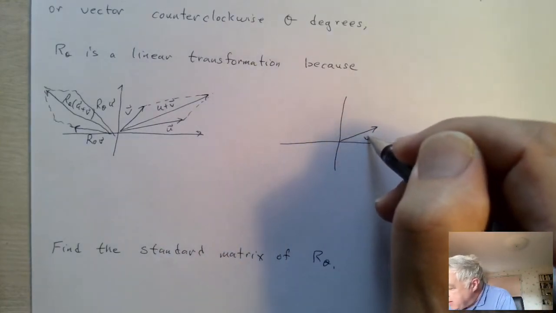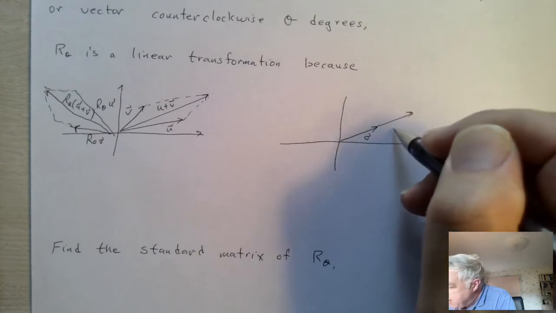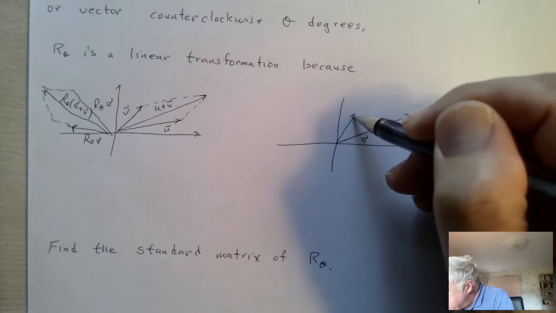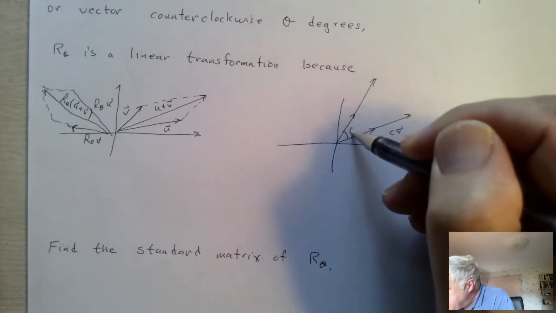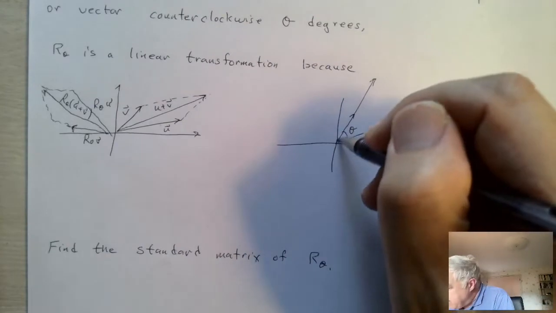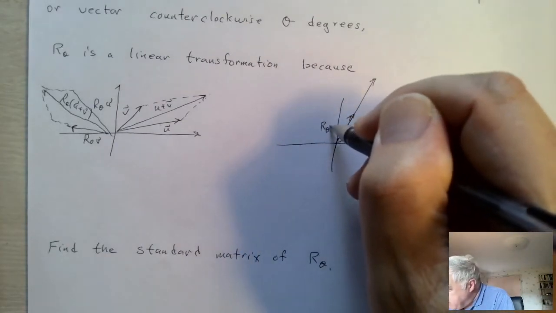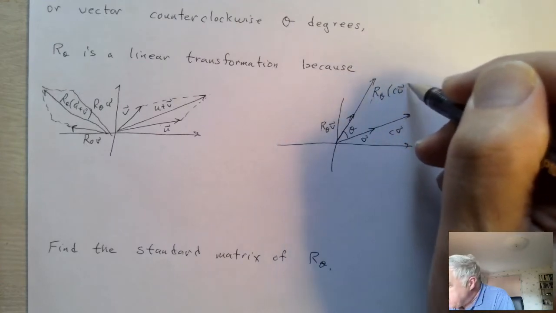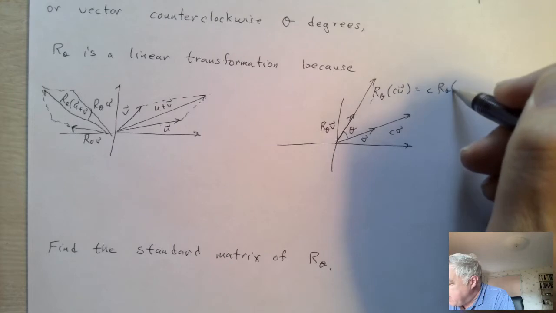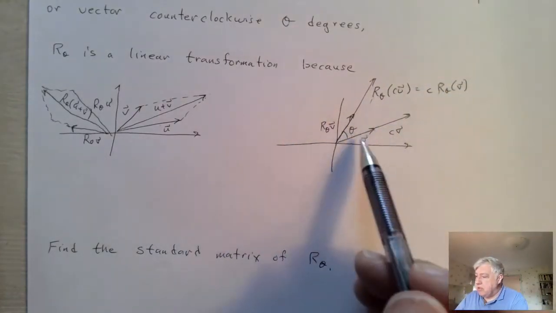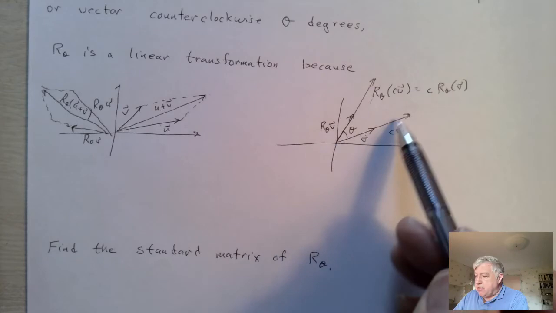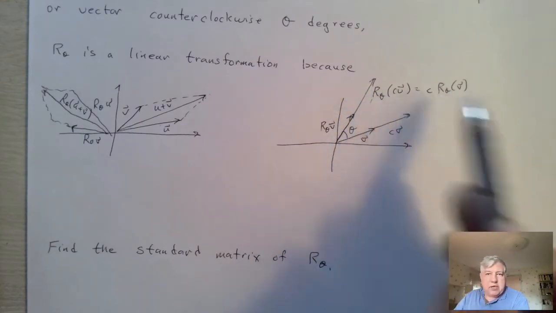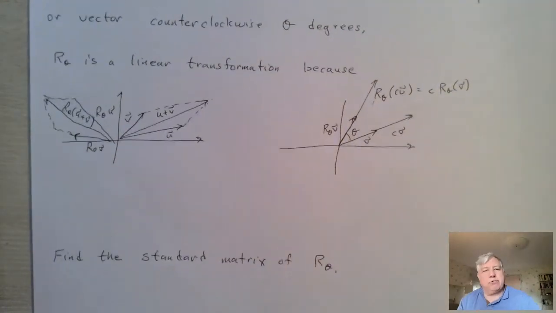If this is v, let's say this is cv, and you rotate it through a certain angle. Then this vector will be R theta of v, and this vector will be R theta of cv, which you can see is c times R theta of v. You can take the larger vector and rotate it, or you can take the smaller vector, rotate it, and then multiply it by c. You get the same thing. Okay, so these are linear transformations.